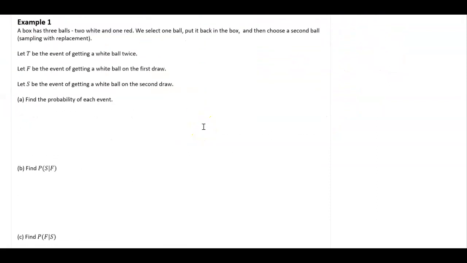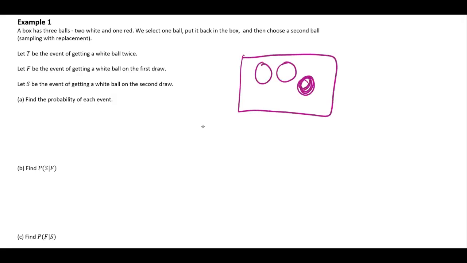So let's say there's a box and it has 3 balls in it. 2 are white and 1 is red. It's just going to be purple, that's going to be fine. Okay, we select 1 ball, we put it back in the box, so we are sampling with replacement. Let's go through and you choose 1 ball and then a second ball. So let's look at what happens.